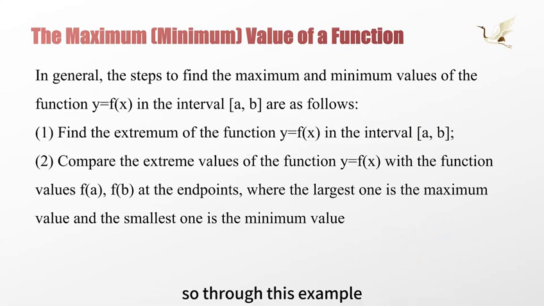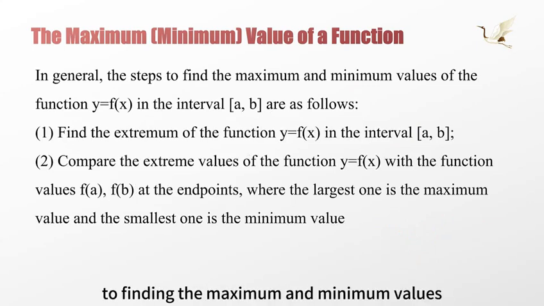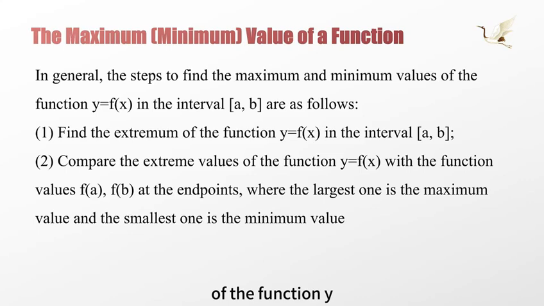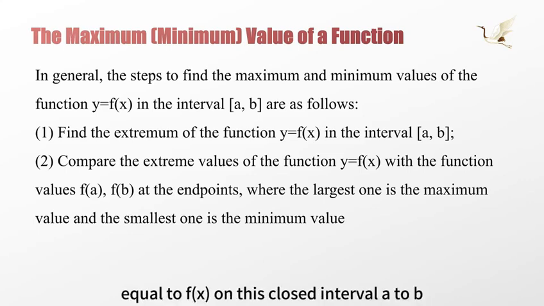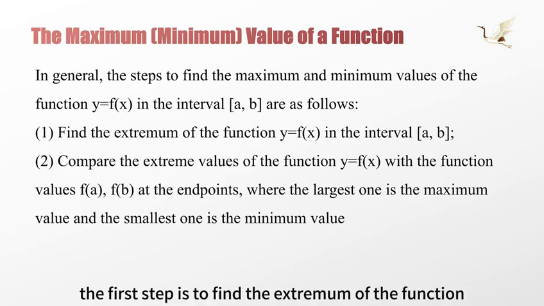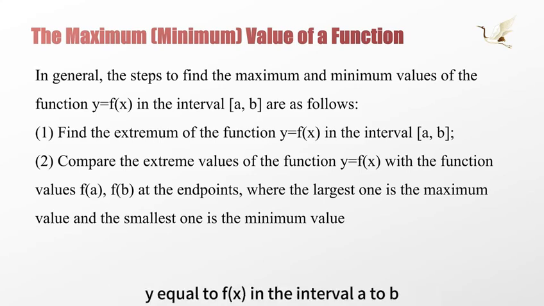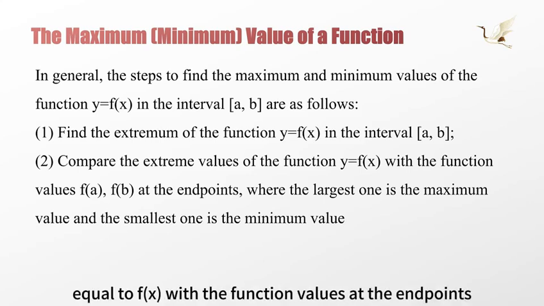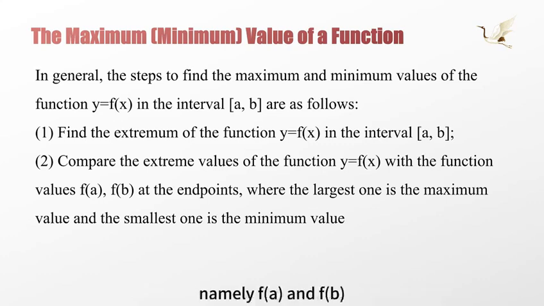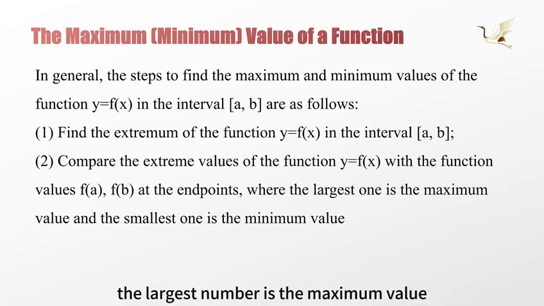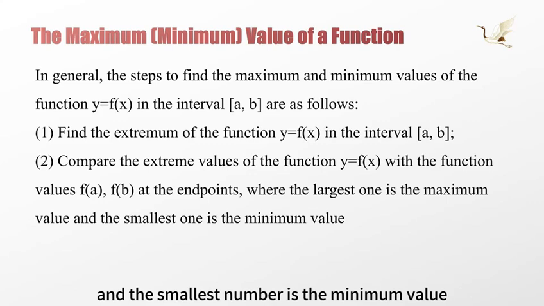So through this example, we can see that there are two steps to finding the maximum and minimum values of the function y equal to f(x) on this closed interval [a, b]. The first step is to find the extremum of the function y equal to f(x) in the interval (a, b). The second step is to compare the extreme values of the function with the function values at the endpoints, namely f(a) and f(b). The largest number is the maximum value, and the smallest number is the minimum value.